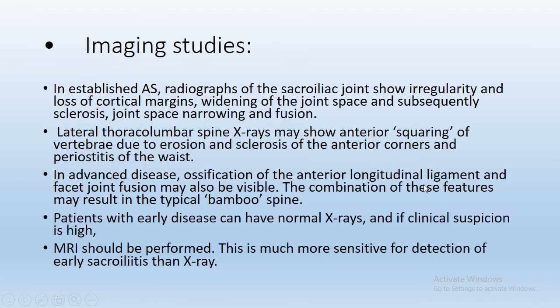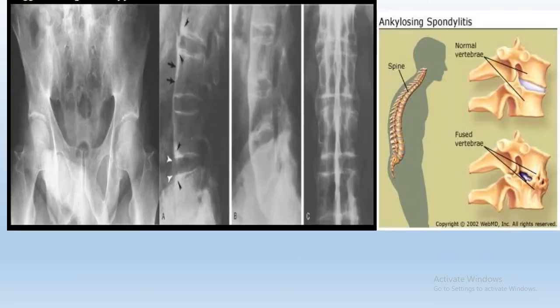Okay. Imaging, as we said, in established disease we see bamboo-like spine. Patients with early disease can have a normal X-ray, and if clinical suspicion is high, MRI should be performed. This is much more sensitive for detection of early sacroiliitis than X-ray.